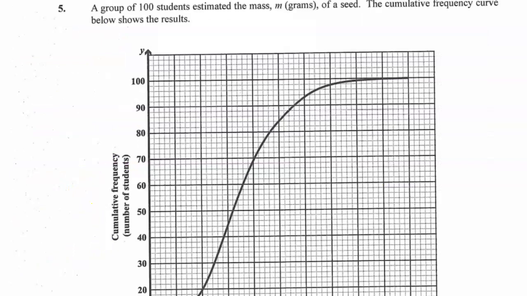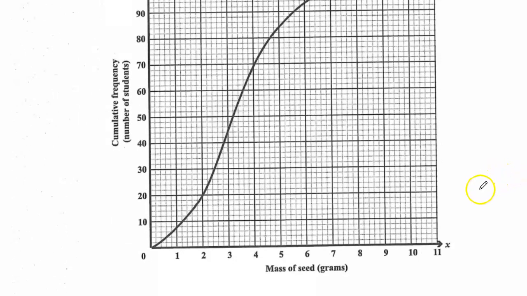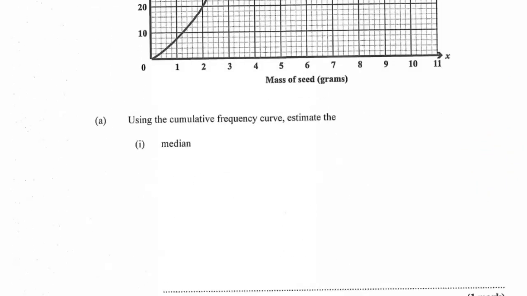Question 5. A group of 100 students estimated the mass in grams of a seed, as shown in the table. The cumulative frequency curve below shows the results. So on the vertical axis we have the cumulative frequencies, and on the horizontal axis we have the mass in grams, of course. So we are asked to find the mean, part A part 1.